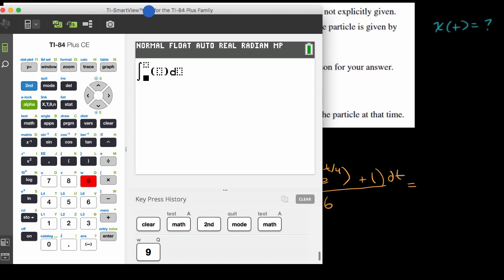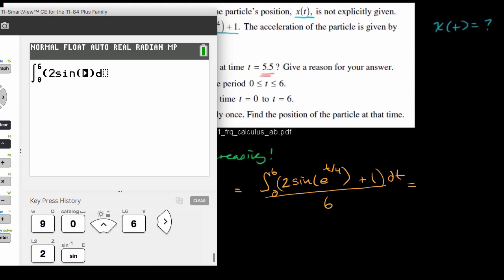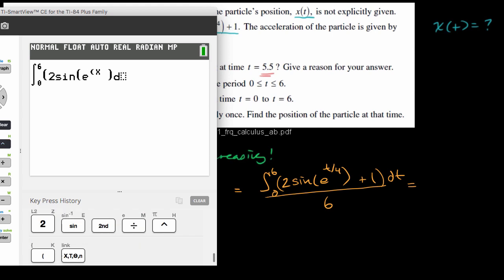And then we just fill in the parts of the integral. And so let me move this to the left a little bit. And so we are going from t equals 0 to 6. And then I'm going to integrate 2 times sine of e to the t over 4 power. I'll just do x over 4. I'll integrate with respect to x here just because that's an easier variable to use on this calculator. So there you go. I have 2 sine of e to the x over 4.